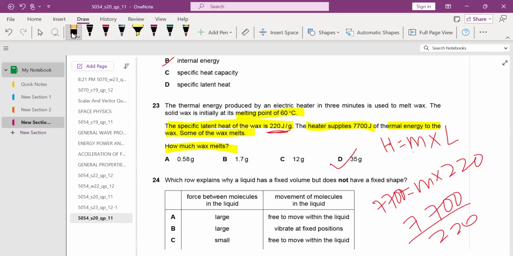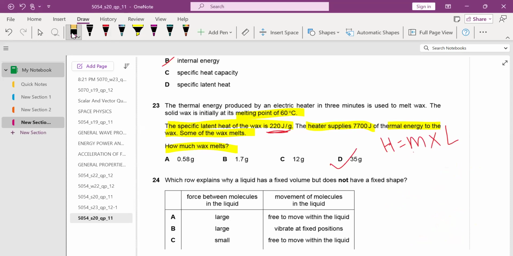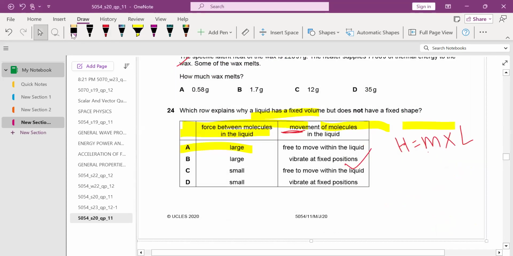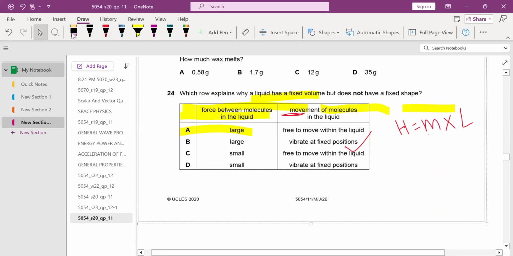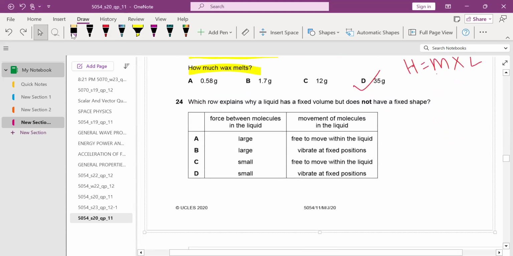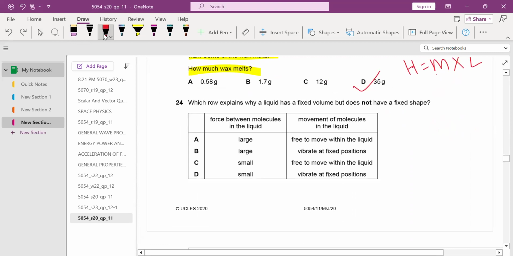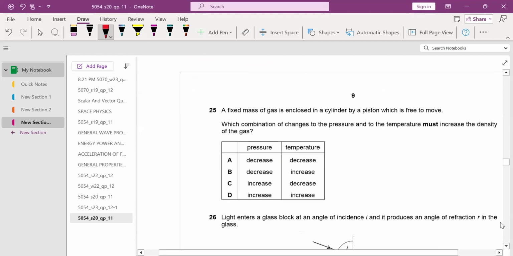Let's move on to question number 24. Which rule explains why a liquid has a fixed volume, but does not have a fixed shape? So a liquid does not have a fixed shape because its molecules are moving and sliding over each other, and they can move freely in the liquid. However, they have a fixed volume because the force between the molecules in the liquid is large. Option A is correct for question number 24.